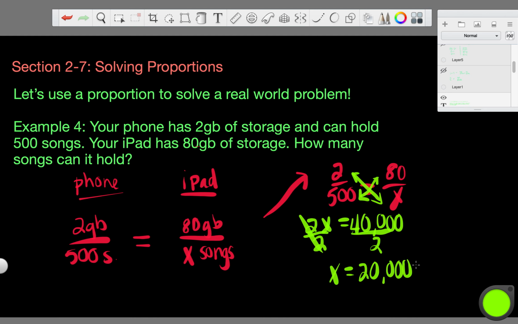So what that means is that if your iPad has the same gigabyte to song ratio, you would be able to hold 20,000 songs. So it's really important to put units onto this. 20,000 songs onto that iPad.